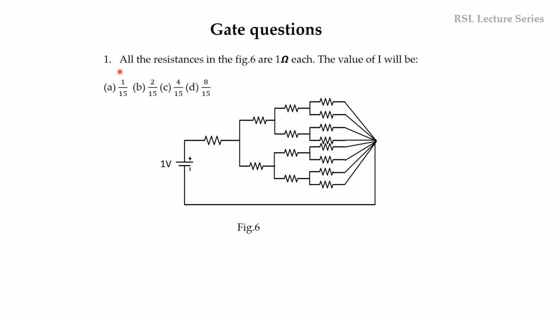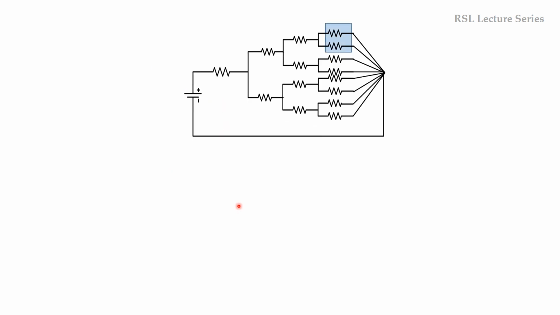So the first one: all the resistances in the figure are 1 ohm each. The value of I will be. Okay, we have to find out the value of current. The voltage is given, 1 ohm, and these are series and parallel combinations of resistances. So here the options given are 1 by 15, 2 by 15, 4 by 15 and 8 by 15. Okay. So let us consider the circuit here.